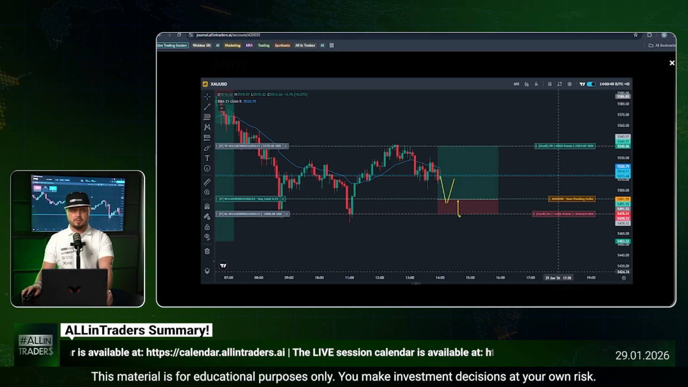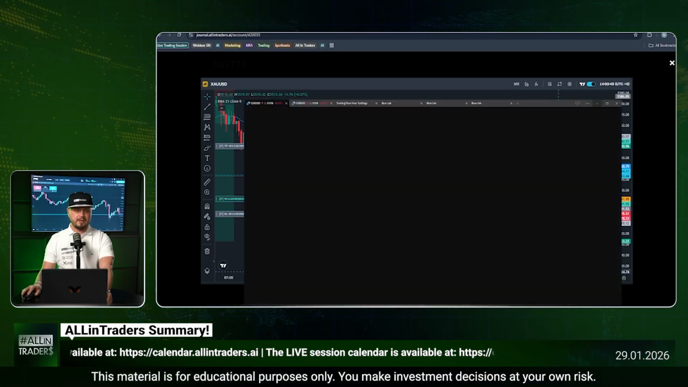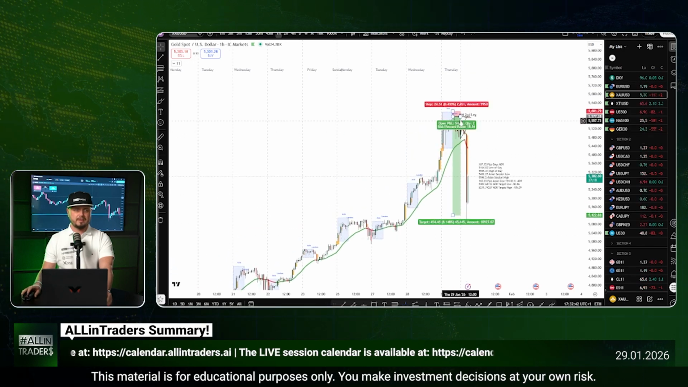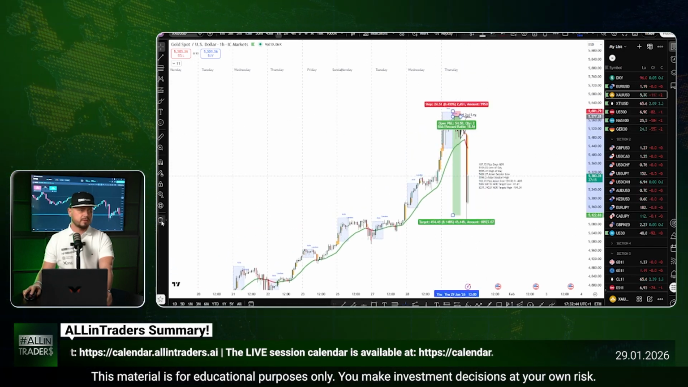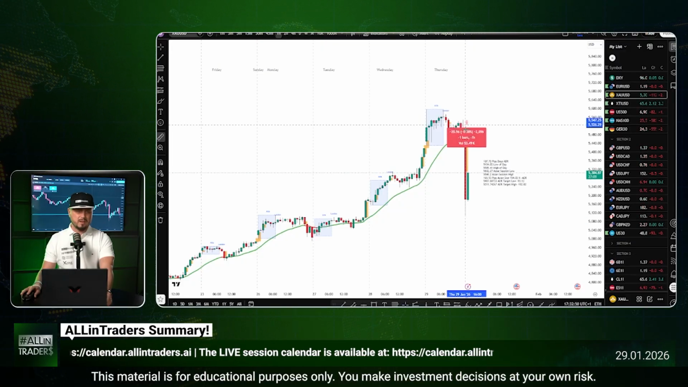So I moved the stop loss to break even, and then the price dropped. It dropped pretty heavy. I will show you. Gold did something amazing today. Look at this. Let me just clear the chart. Look what happened on gold. More than 4,000 pips.